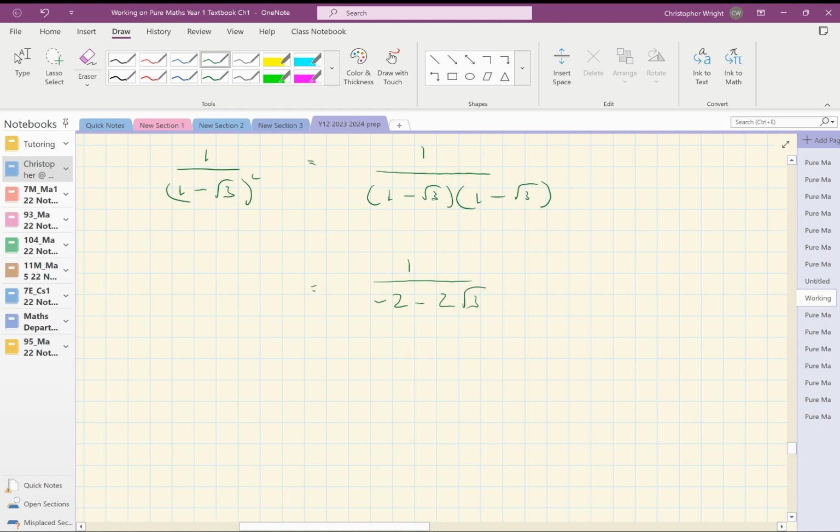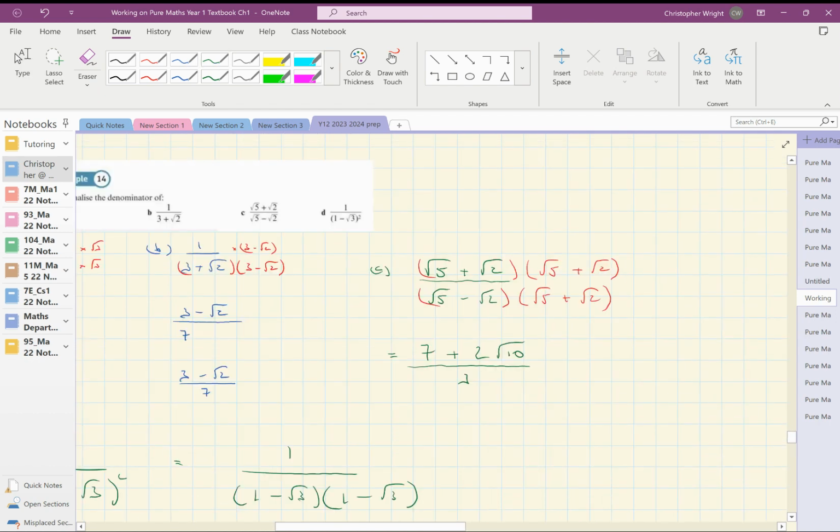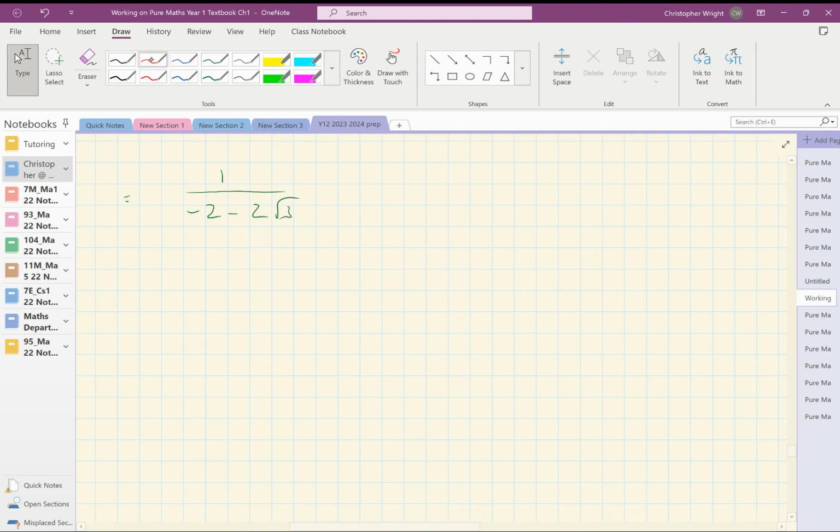Okay. Right, I'm going to have to multiply top and bottom of that fraction by something to rationalise the denominator. So I'm going to multiply the top, a whole 1, and the bottom by minus 2 plus 2 root 3. So on the top, the numerator, I'm simply going to have 1 times that bracket: minus 2 plus 2 root 3.